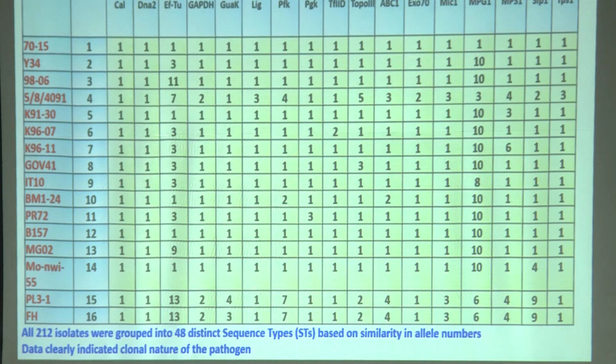Distinct sequence types. That means the number of isolates that shared all the alleles. You got it? The isolates which share all the alleles are considered to be clonal. They are clones. So the point is, the duplicate entries take only one sequence type.